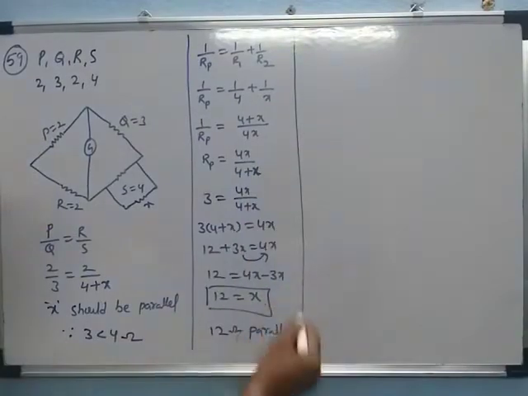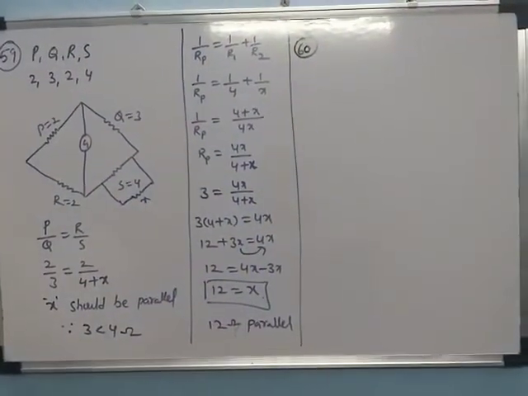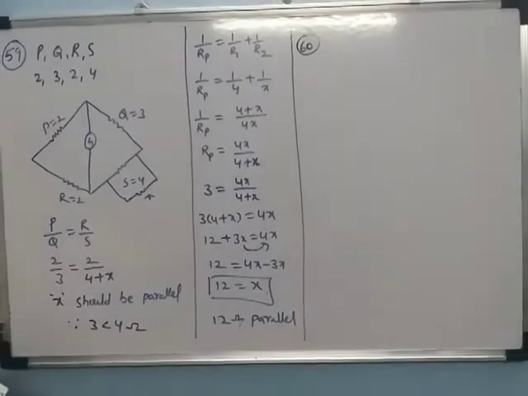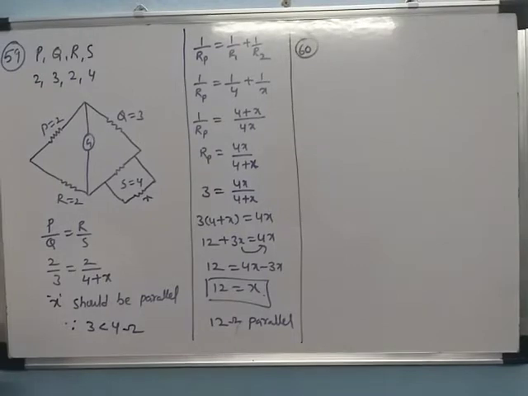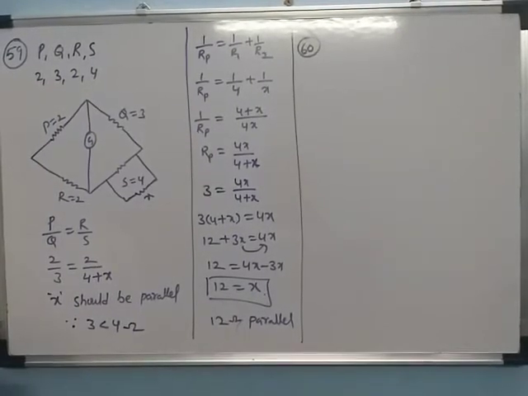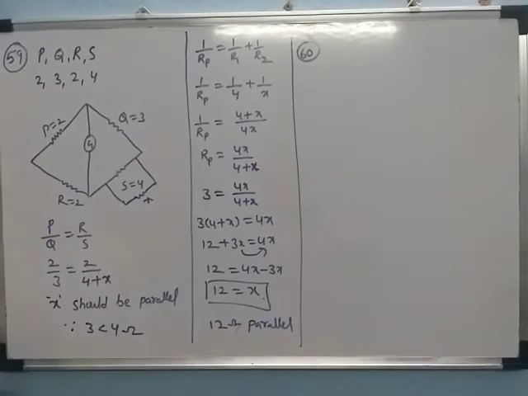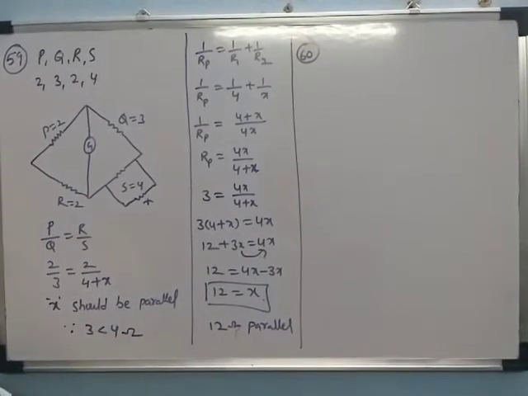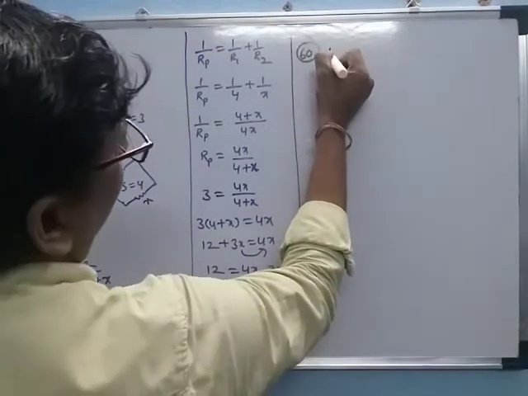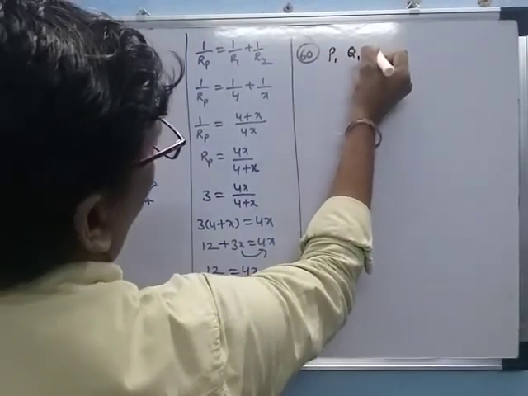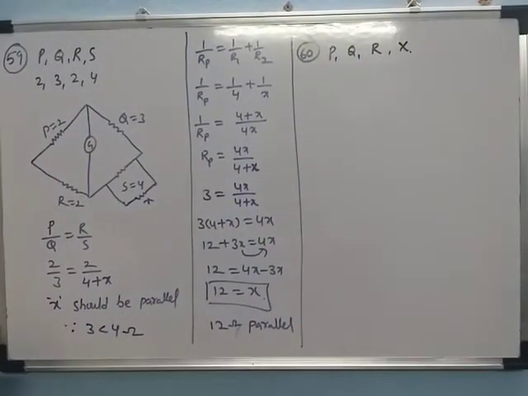Question number 60. Four resistances P, Q, R, X form a Wheatstone bridge. The bridge is balanced when R is equal to 100 ohms. If P and Q are interchanged, the bridge is balanced at 121 ohms for the value of X. Here how many resistances are given? Four: P, Q, R, X.